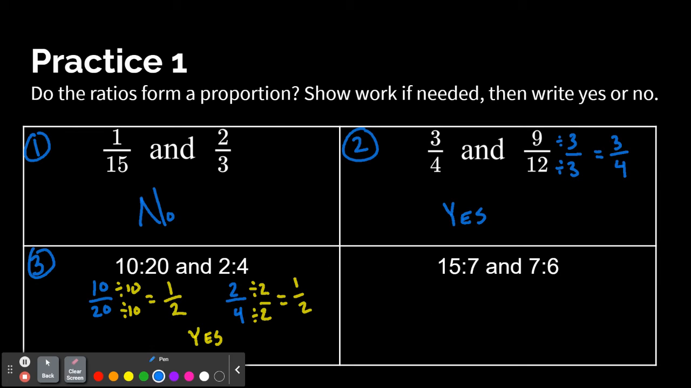And lastly, go ahead and try this last one here, number 4. All right, taking a look at number 4. 15/7. 7 is a prime number. We cannot reduce that any further. 7/6. 7 is a prime number. We cannot reduce that any more. Are these equal? No, they are not equal. Are they proportional? No, not proportional because their ratios are not equal.